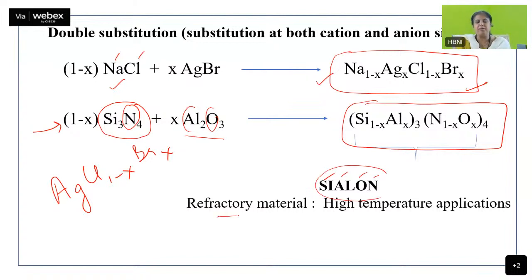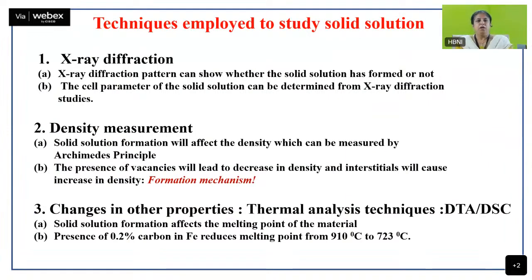Sialons are refractory materials. What are refractory materials? Materials that have very high melting points, and you can use them for high temperature applications. All right. So how can we study solid solution? We need to study, right? We just took A, B, mixed them, ground them, put it in the furnace, we got something. Whether it is a solid solution or not, how would I know?